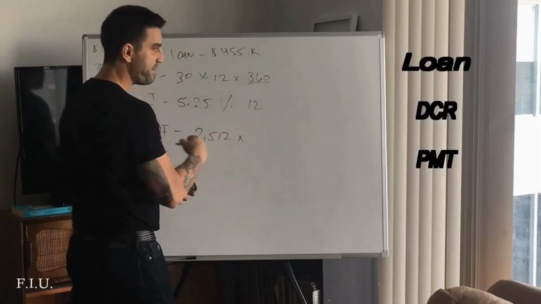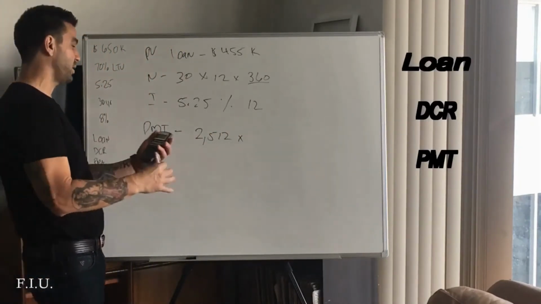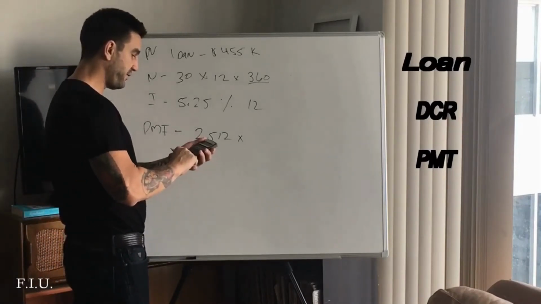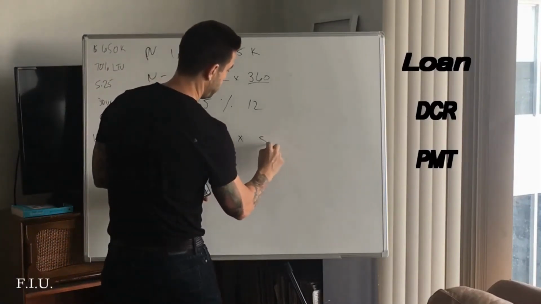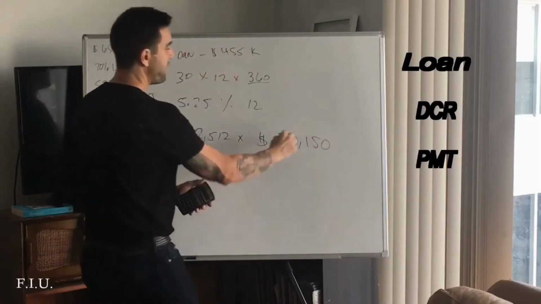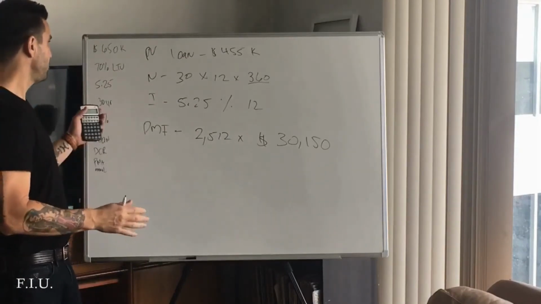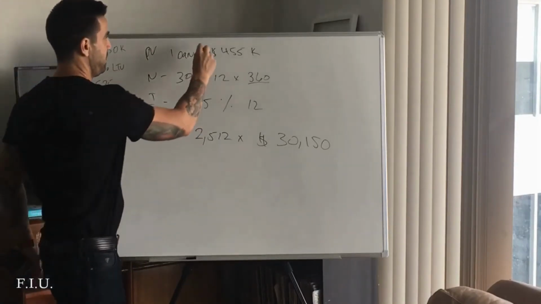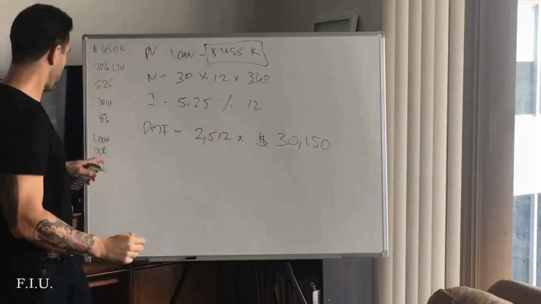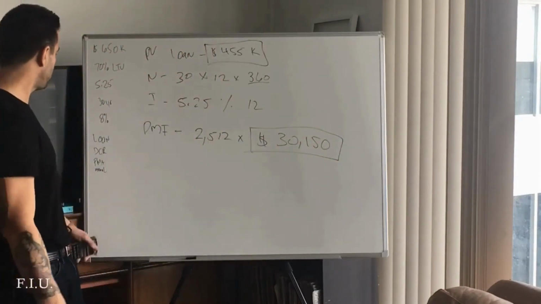Now I have to multiply that to get my annual payment, because that's what they want. They want an annual payment, so look at everything annually. Just times that by 12. It equals $30,000. That's my annual debt payment. Now what? I've got the loan, first question answered. I've got the payment, second question answered. What else do they want to know?